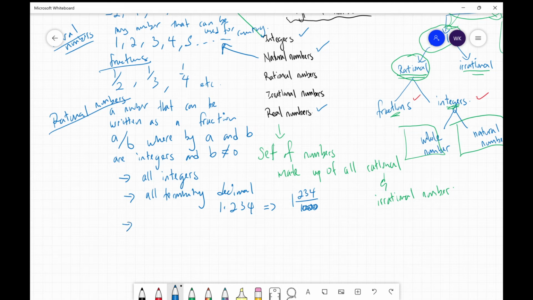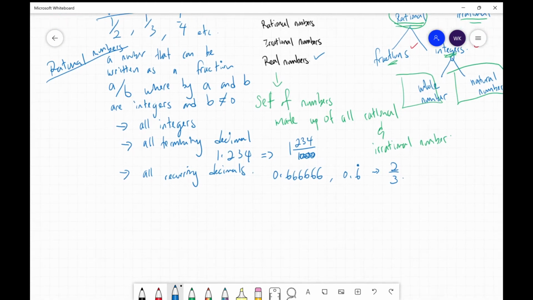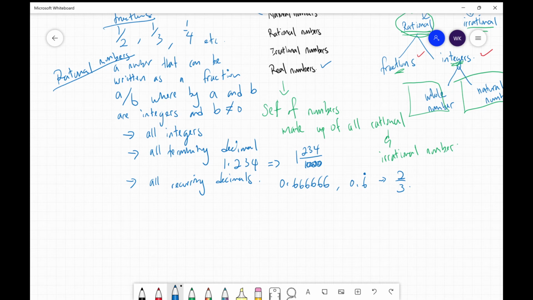So also all recurring decimals. So for example, 0.66666, which you can write as 0.6 recurring. This is equivalent to 2 over 3. So these are all rational numbers. So this 3 is considered a rational number. And you will have irrational number.